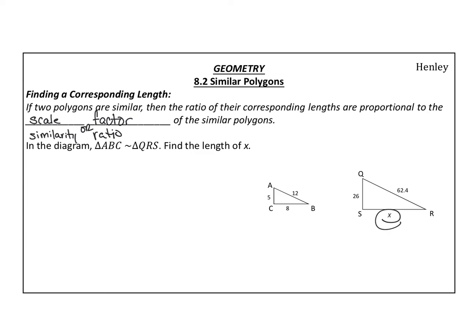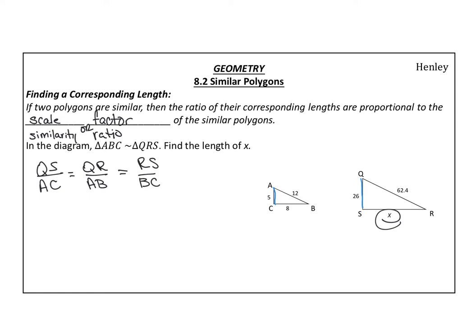So the very first thing we're going to do is write down the things that correspond. The first thing that we have is QS corresponds to AC. Then we can say that QR corresponds with AB. And further, we can say that RS corresponds to BC.